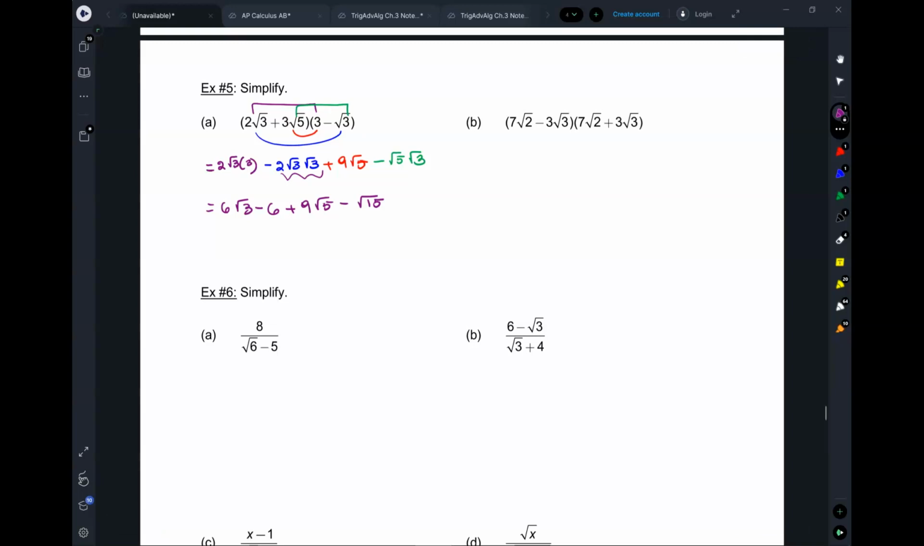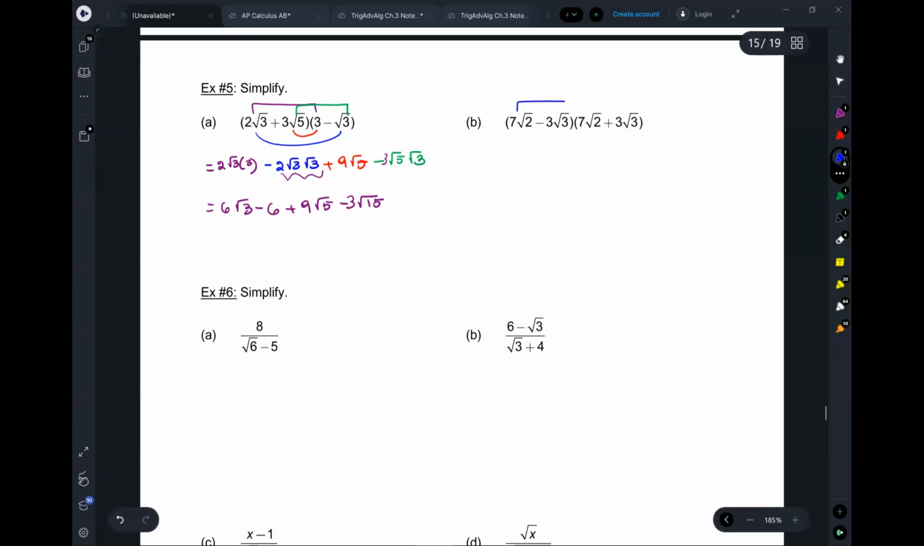Because none of those can be. Wait, it's 3 root 15. Yeah, it's 3 root 15, because you have the 3 root 5. Oh, this is 3. Sorry. Thank you. Okay, all right, so let's do another one.